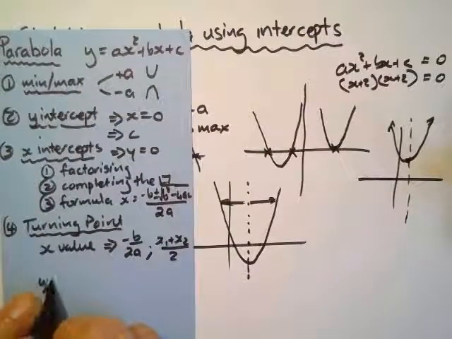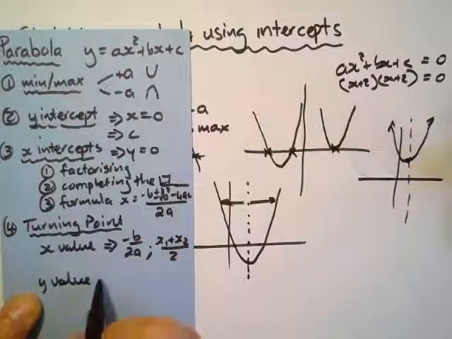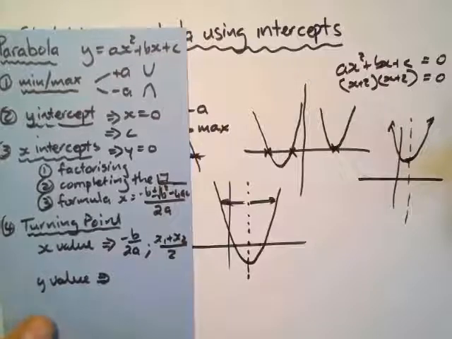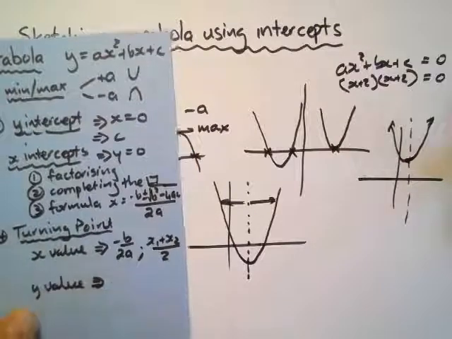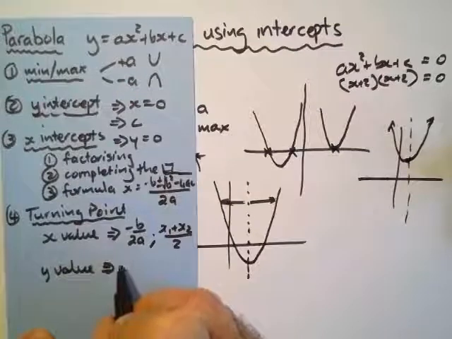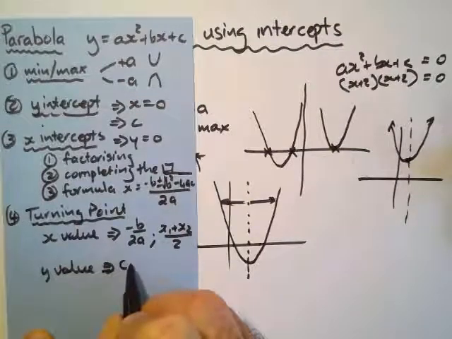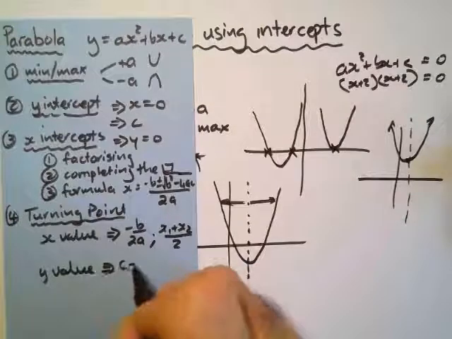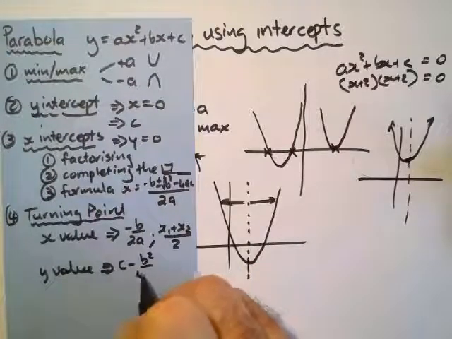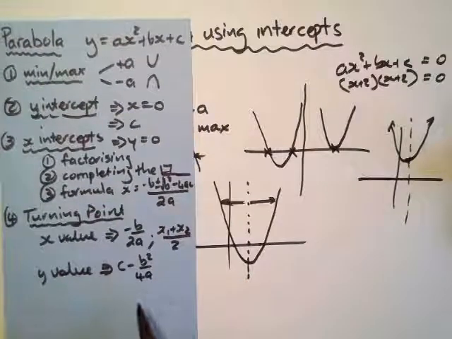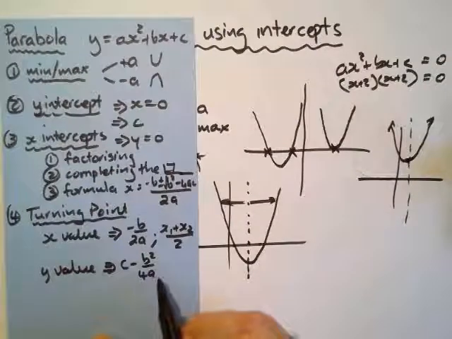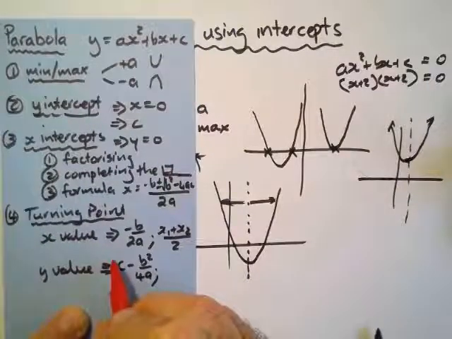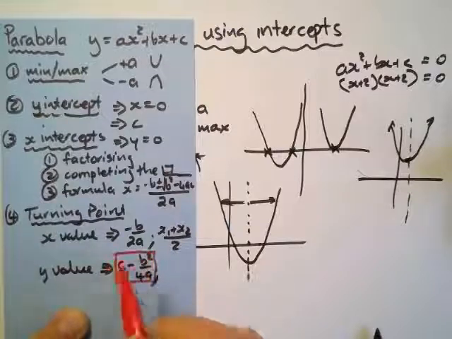The y value, there is a formula, but I don't even feel like writing it down because it's so big. It is c minus, and then the formula is b squared over 4a. And it's so hard to go and remember that. So all I do is, instead of doing this, and I'm just going to put a little red box because I don't want you to really do that.